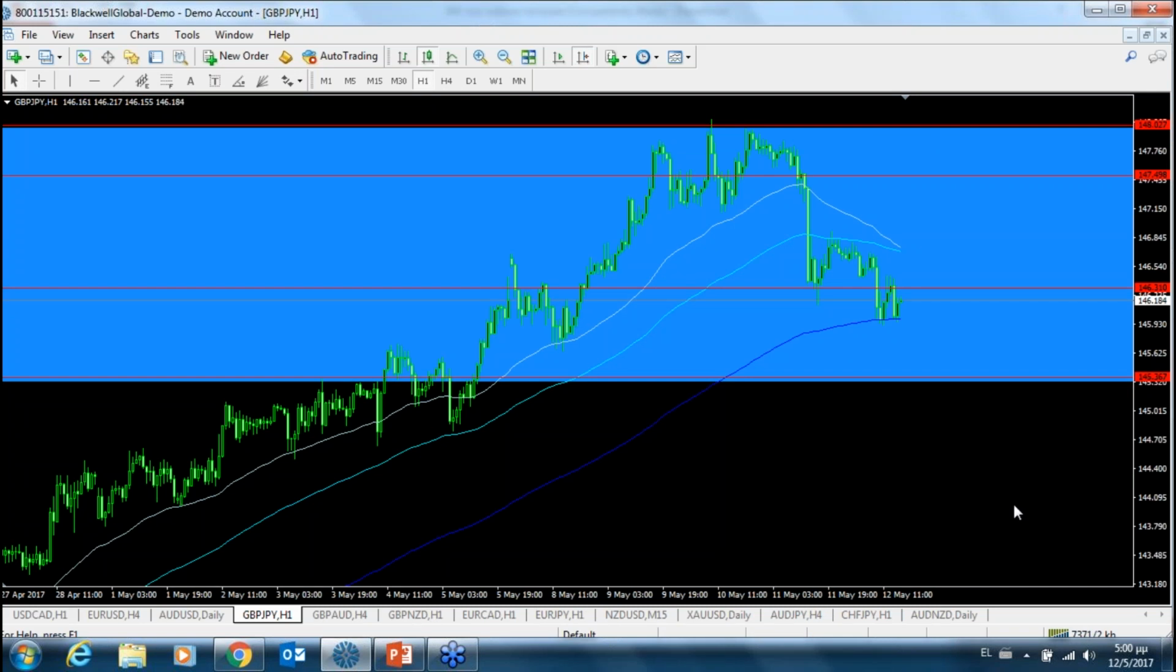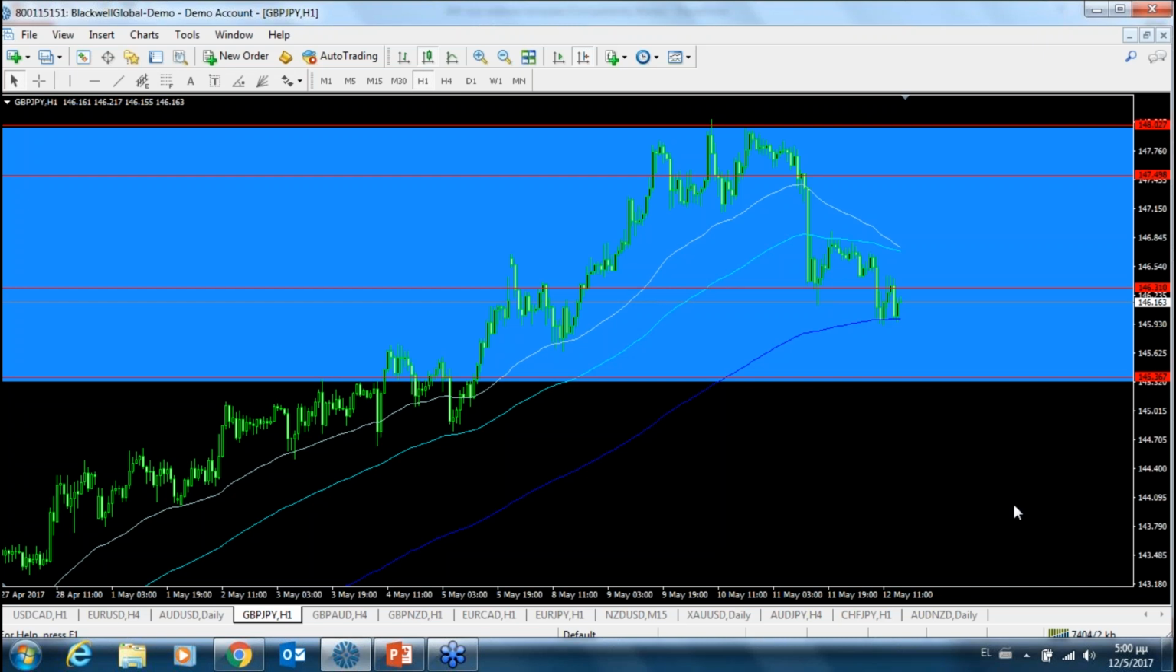Also, in other words, you've got prices trading in between all three lines, which is not a good thing. It needs to be above all three EMA lines, or under all three lines, to give you the trend direction. Okay, so there you go, guys. That was for GBP JPY.